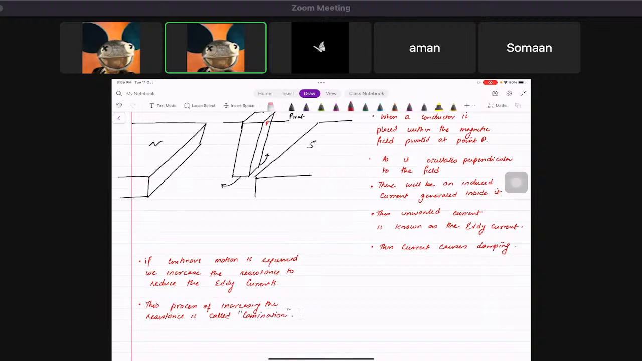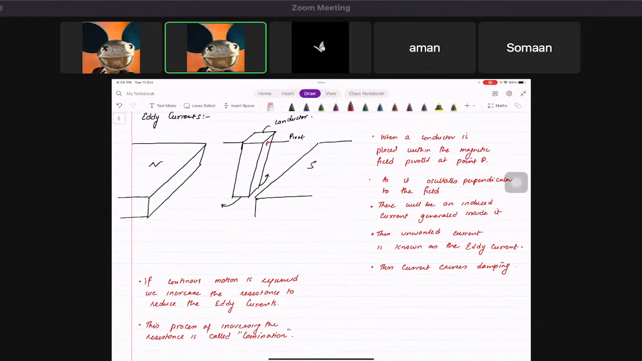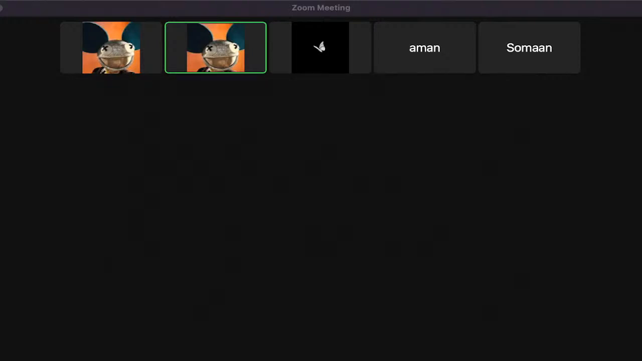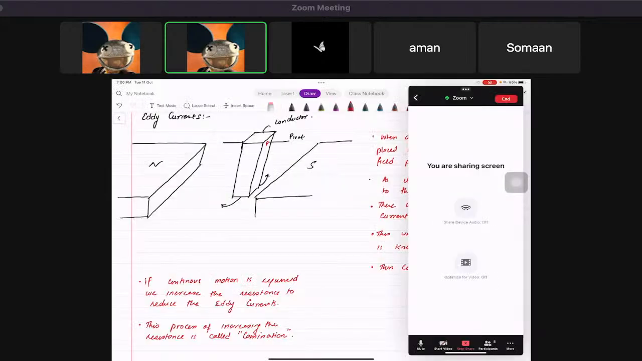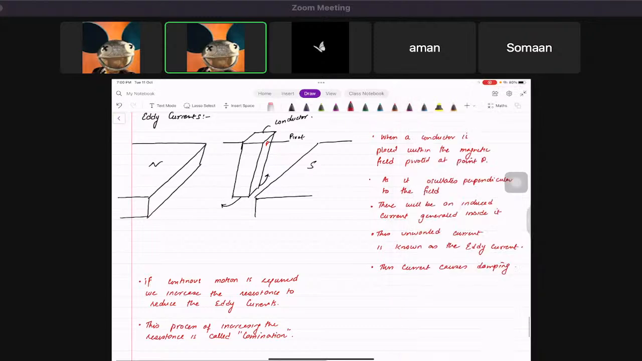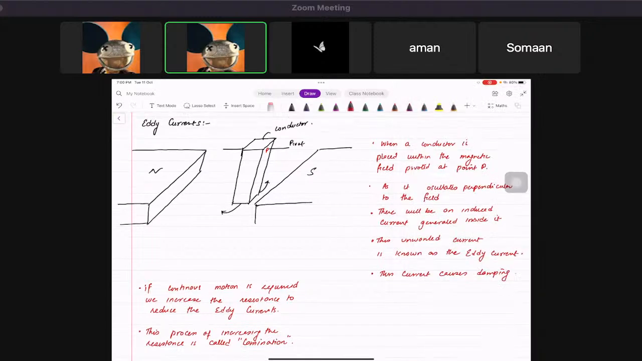Lamination means, like when you used to put plastic lamination on something, you're putting a material inside that is an insulator.